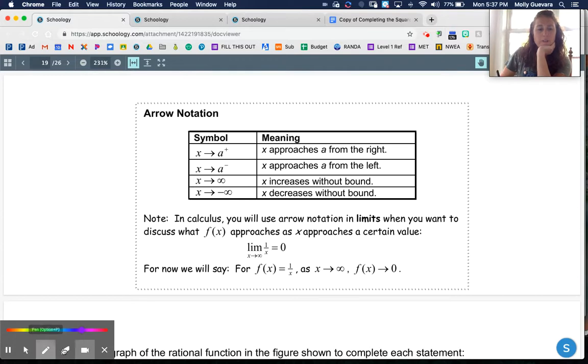So there's just 4 possibilities, right? X can approach a number from the right. X can approach a number from the left. As x approaches infinity and as x approaches negative infinity.